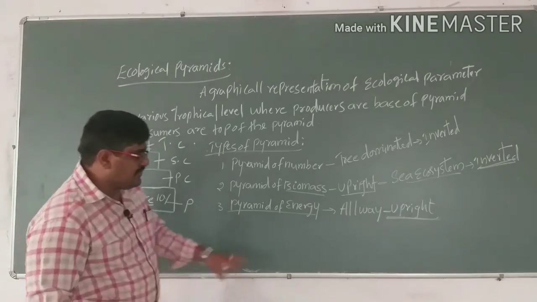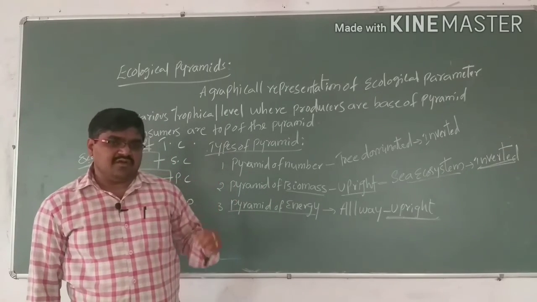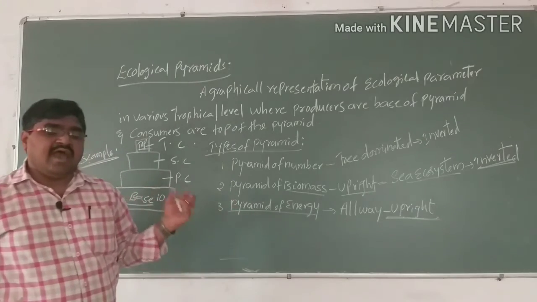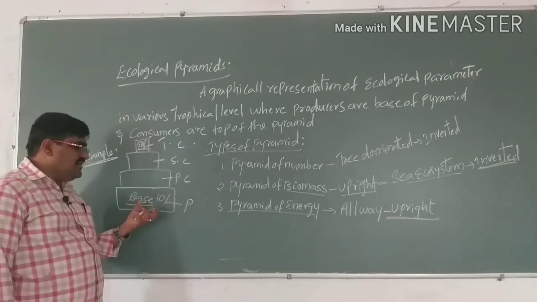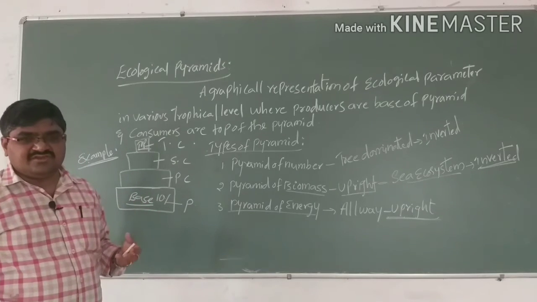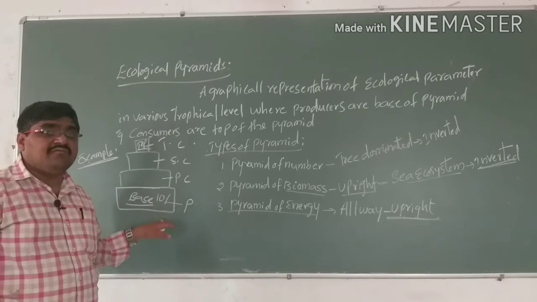Why is it always upright in the pyramid of energy? Because only 10% of energy is transferred from one trophic level to another, and the remaining 90% of energy is utilized in the form of respiration, or lost in the form of heat.